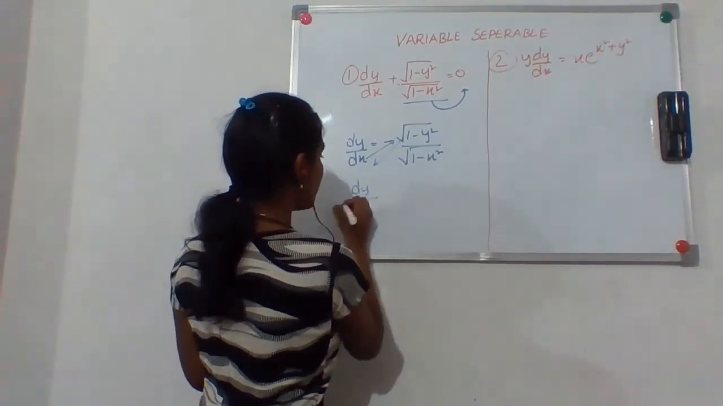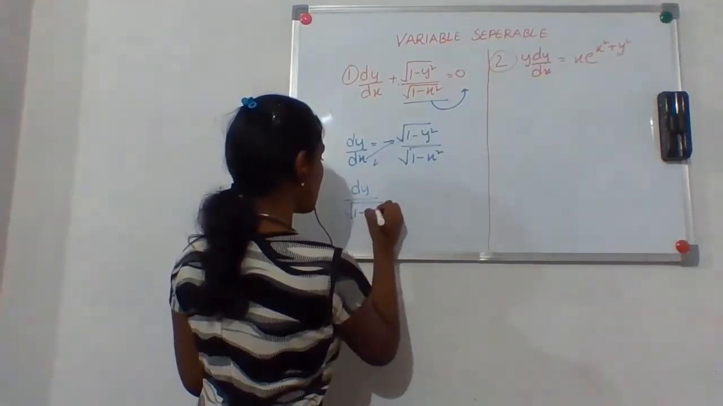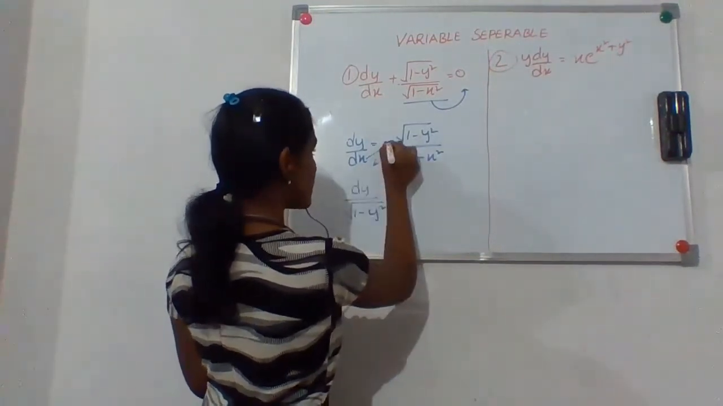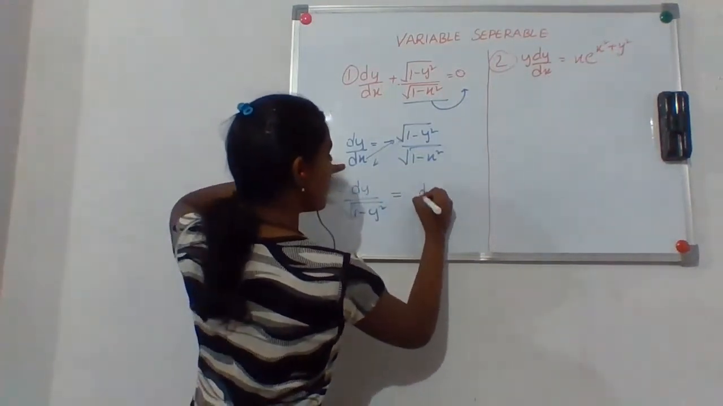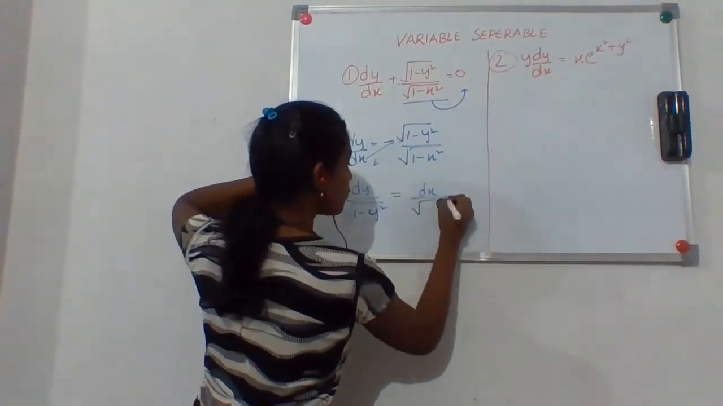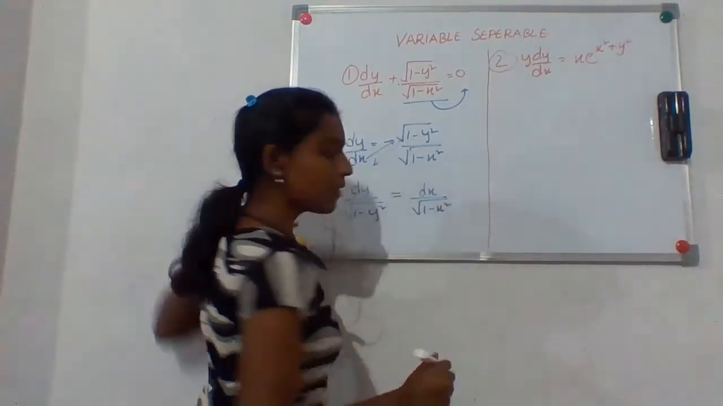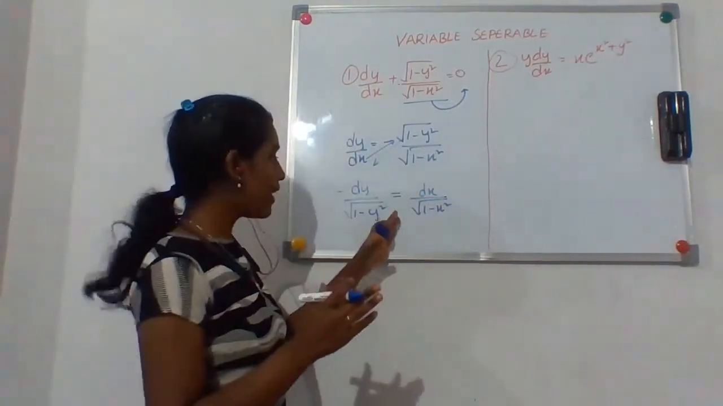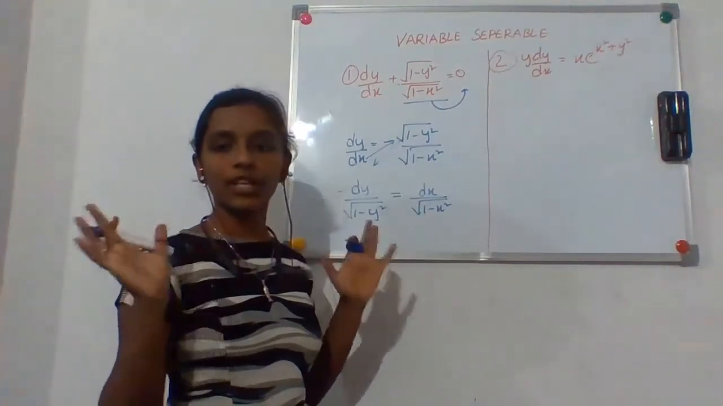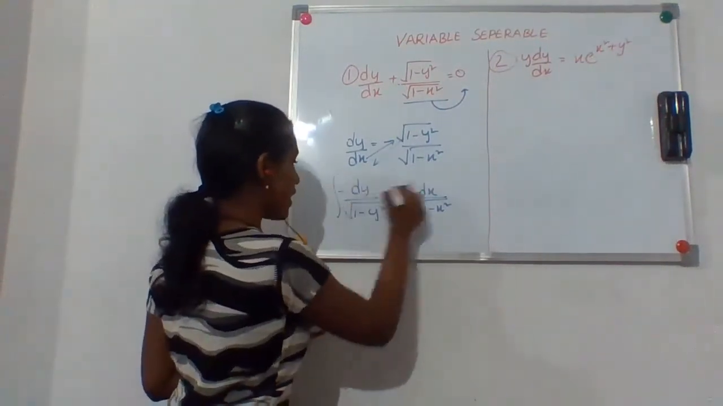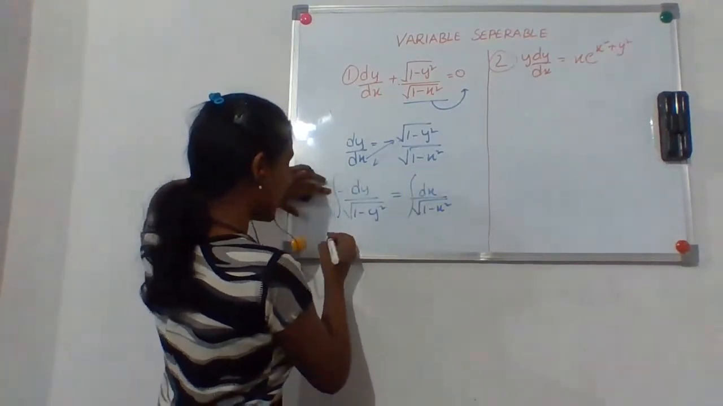dy by root of 1 minus y square. Since I have this minus, I'll put it here: equals dx by root of 1 minus x square. I have brought all the y terms on one side and x terms on one side. So now I have to integrate both of them. That's it. So after integration, what do I get?